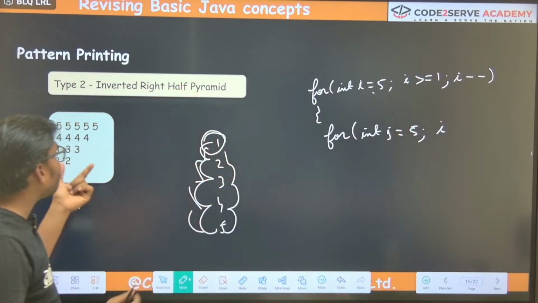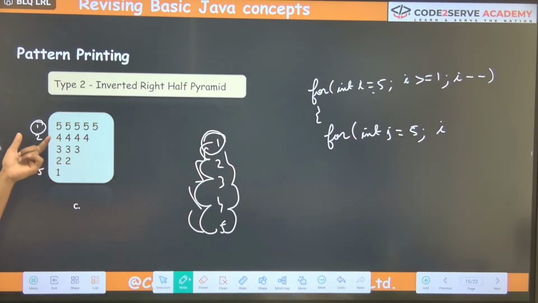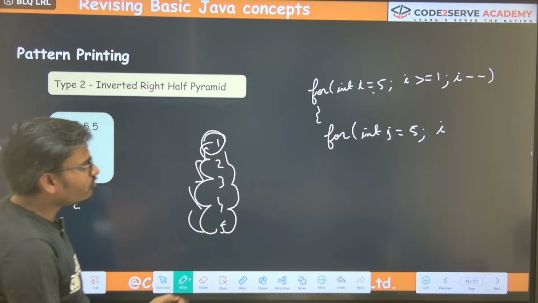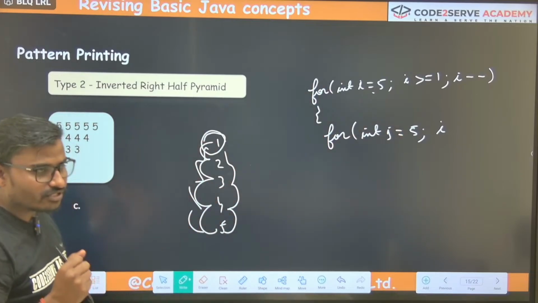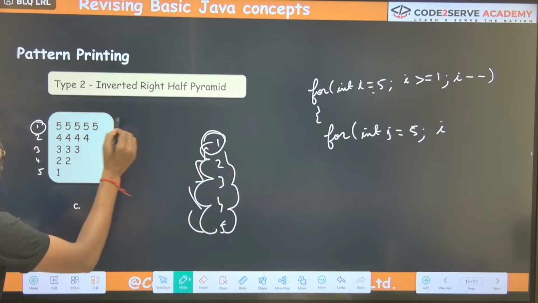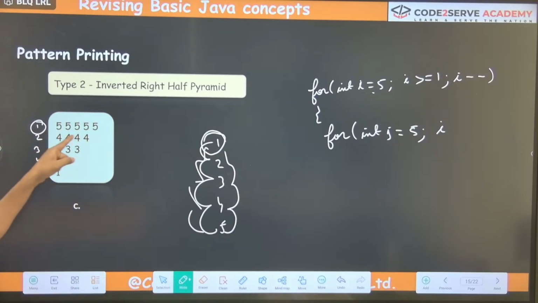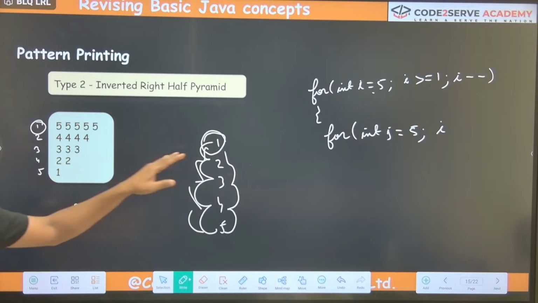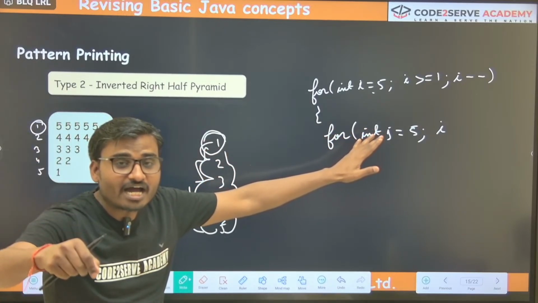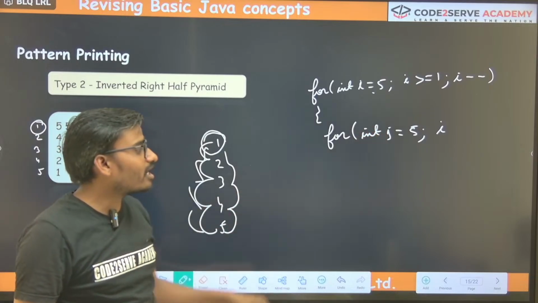Or if you start with j equals 5, then for this part, we have written j equals 5 over here. So j also, if we are taking it as 5, then for the first it will be 5, for the second it will be 4, for the third it will be 3. That means if I'm starting from 5, I have to go until i minus the row number. What I mean by this?